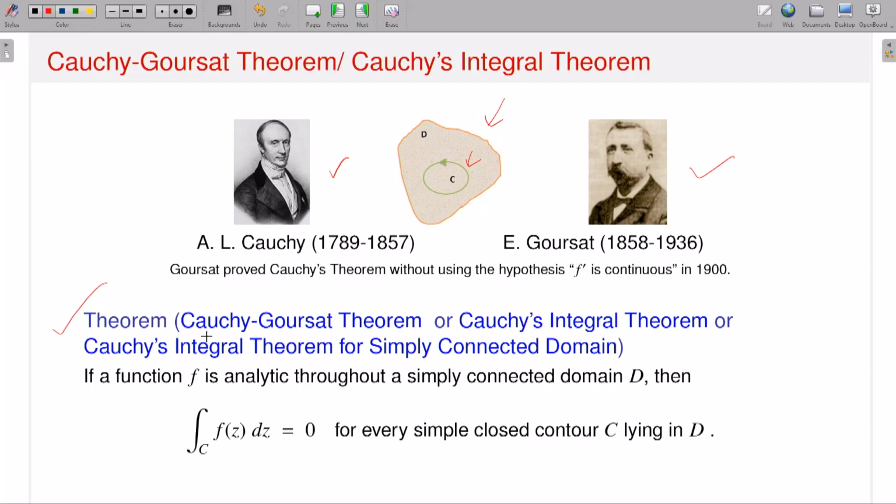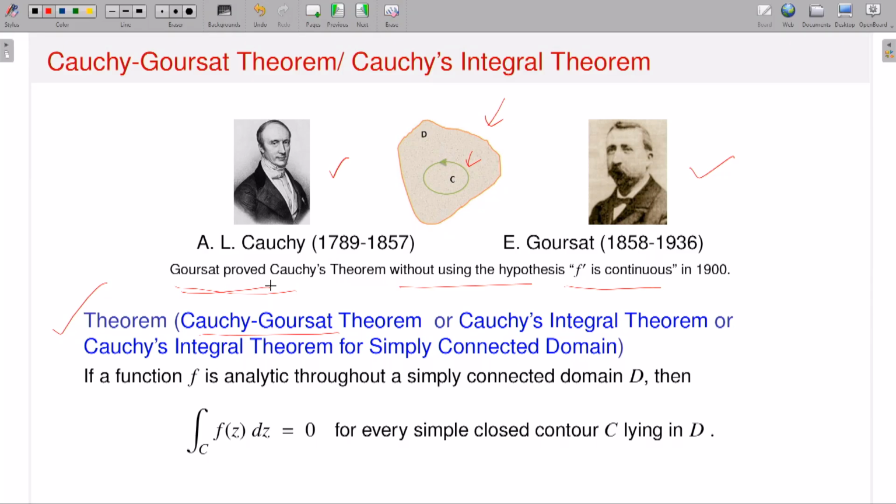It says that the Cauchy-Goursat theorem, actually Goursat proved Cauchy's theorem without using the hypothesis that f prime is continuous. In fact, in the proof I will give, I will assume that f prime is continuous. So Goursat actually proved this theorem without assuming f prime is continuous. Okay, so that is why independently they have done it.